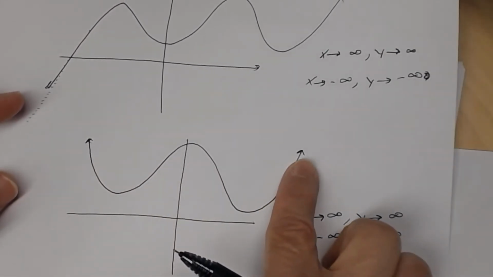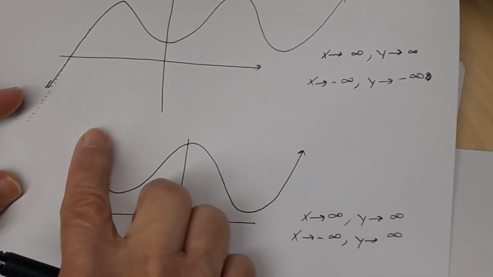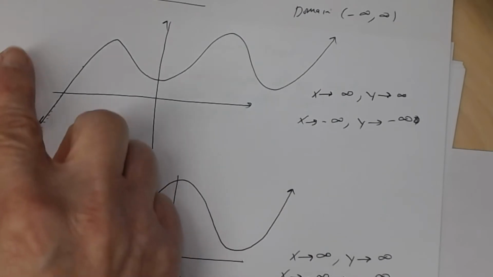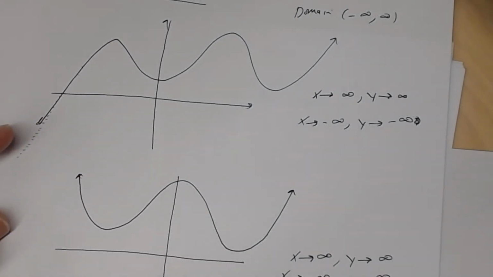Does the graph go up or does the graph go down? That's what I'm interested in.